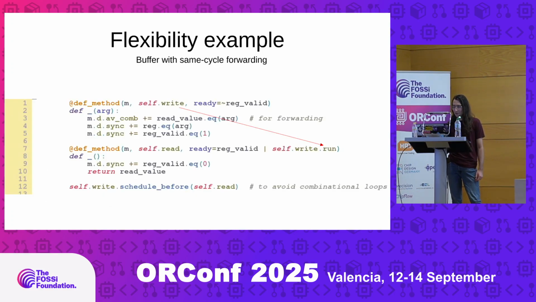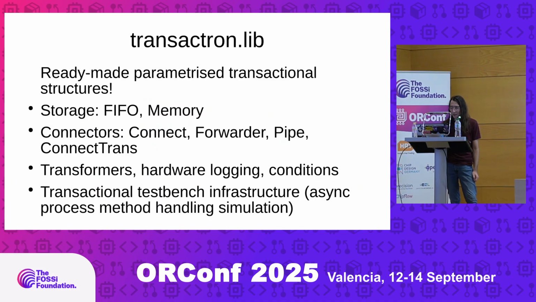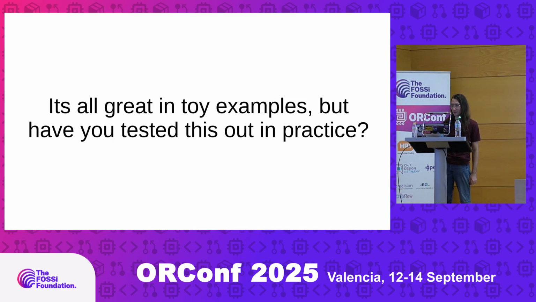An example of flexibility would be that you can do some nice stuff like a read method that depends on whether the write is called in the same cycle, something like that. So you can really do anything and override the registers in the order of the program. We also have a library with already made parameterized transactional structures, like FIFOs and all of these connectors. We have hardware logging, that's a really nice concept. And test-bench infrastructure, so you can generate async processes that simulate models.